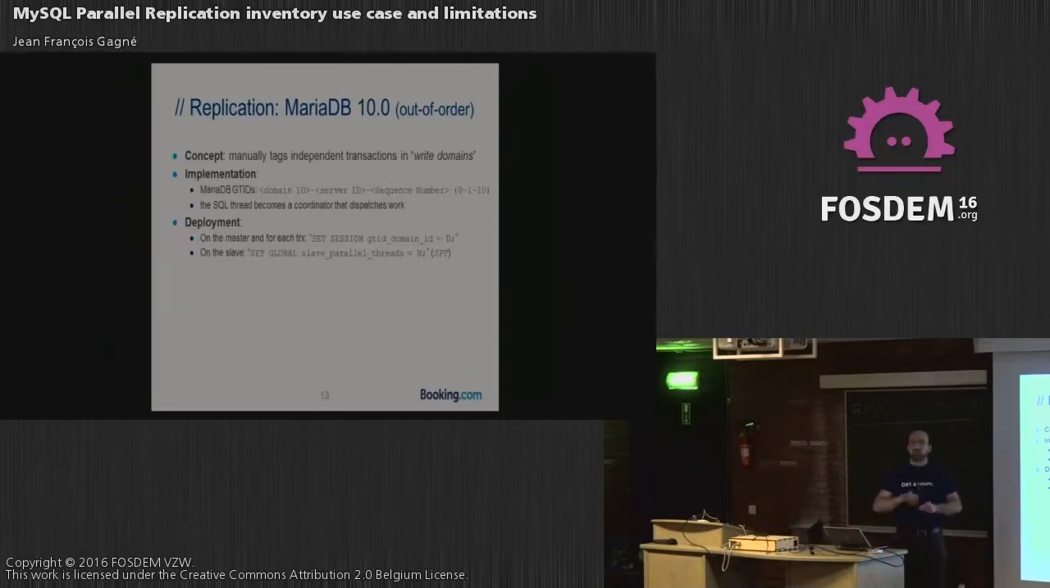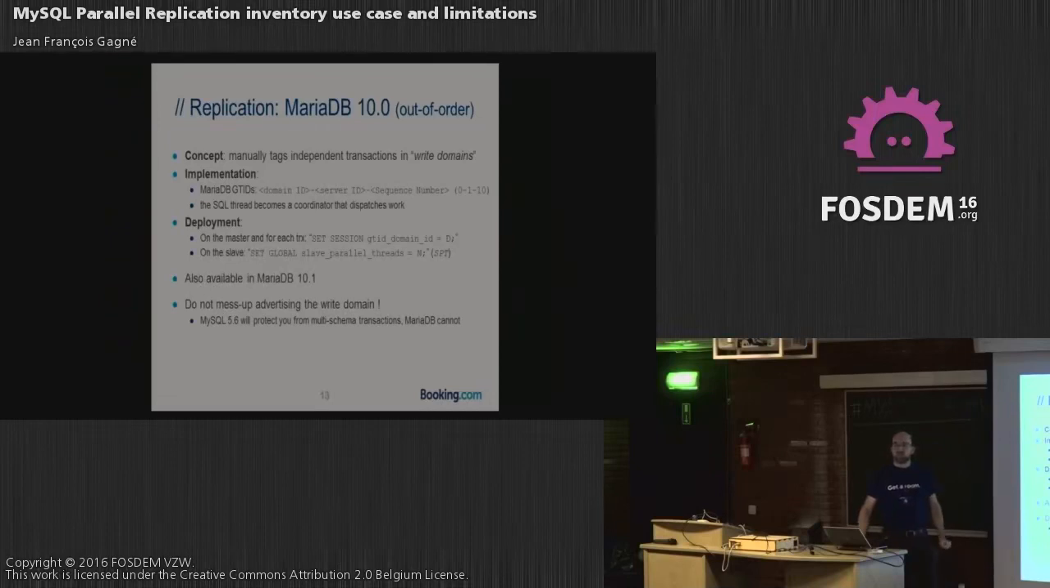MariaDB 10.0 out of order. It's basically the same idea as 5.6, but instead of using schema-based, MariaDB is using a hint that must be given by the person that is writing to the database. The way to give this hint is to set a session variable which will contain the write domain, which must be independent. So in MySQL 5.6, the schemas are independent. In MariaDB 10, we have to design the application with independent domains. And the number of threads must be set on the slave.